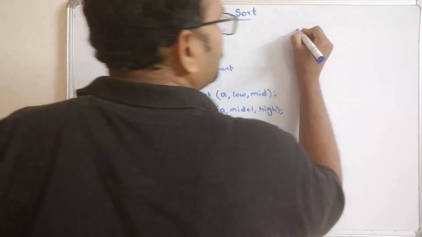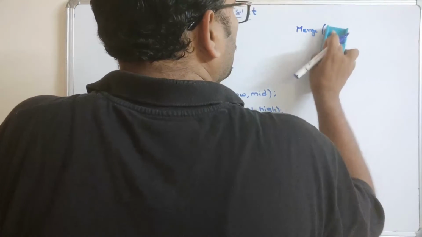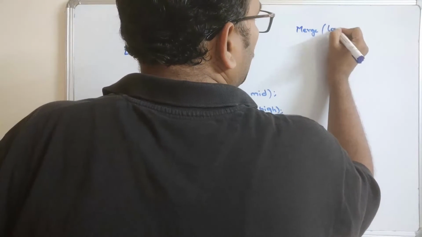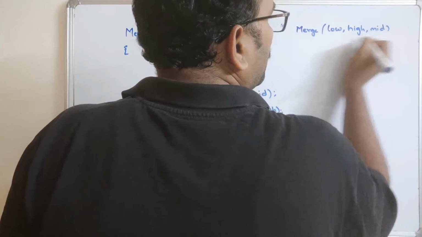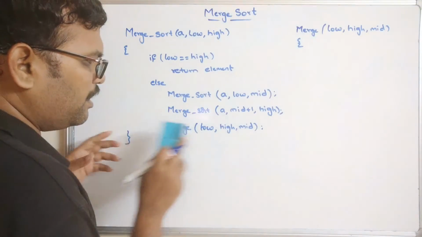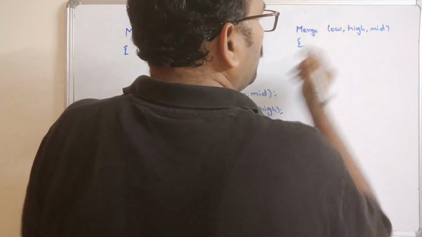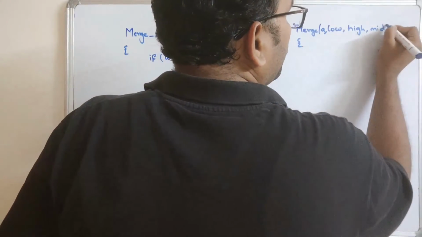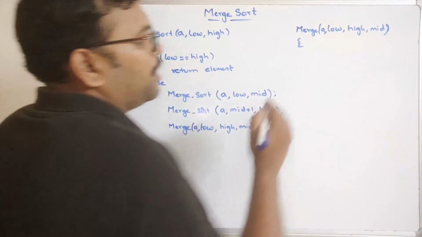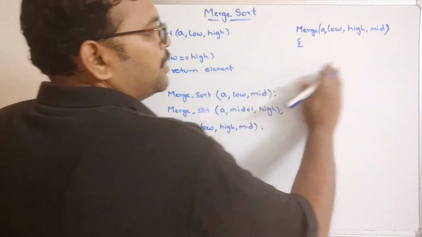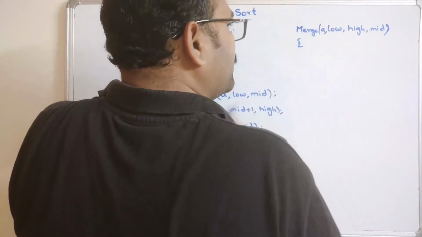So we'll write the merge part here. Merge takes three things, that is low, high, mid. Also we need to pass the array, so we also write array. Four parameters: array of elements, low, mid and high. Now what do we have to do? We have to initialize first.